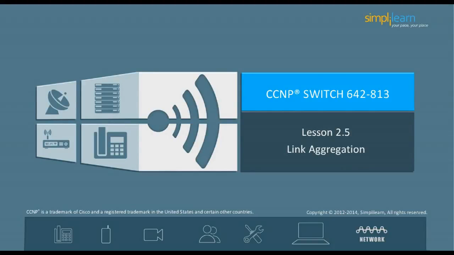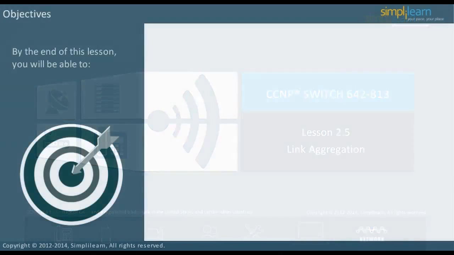In the previous lesson, we focused on VLAN Trunking Protocol, VTP. In this lesson, we will look into link aggregation. Let us begin with the objectives of the lesson in the next slide.